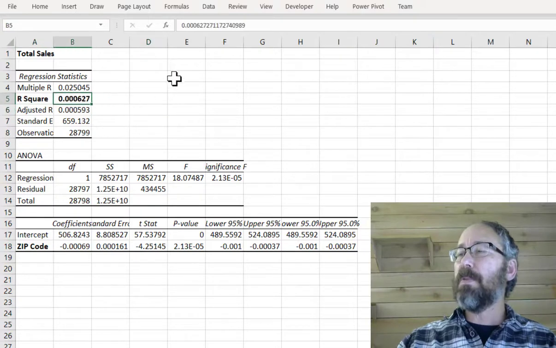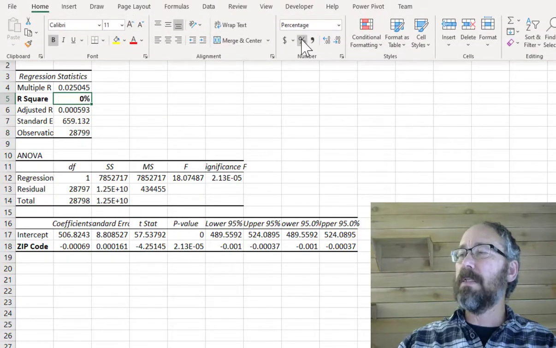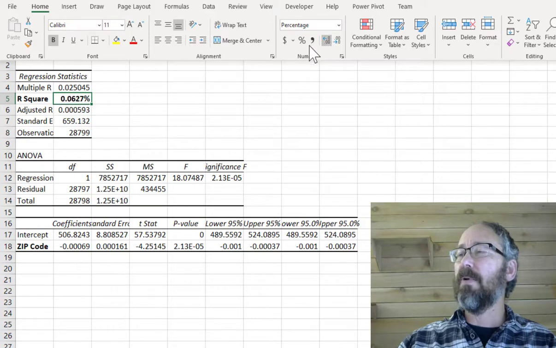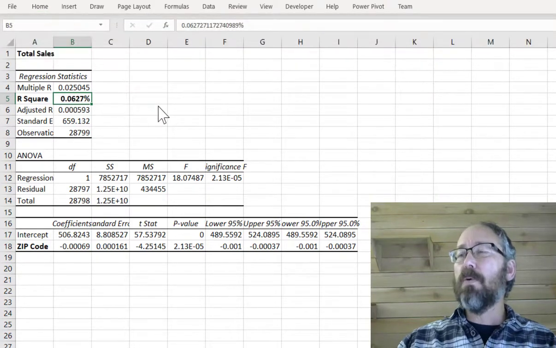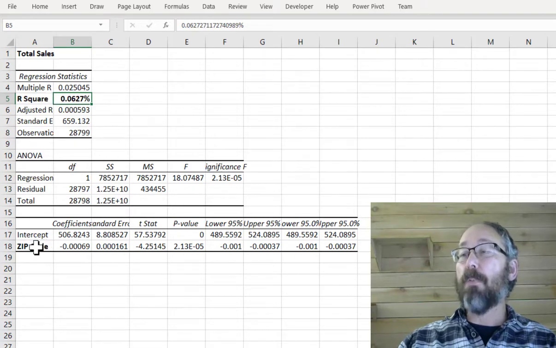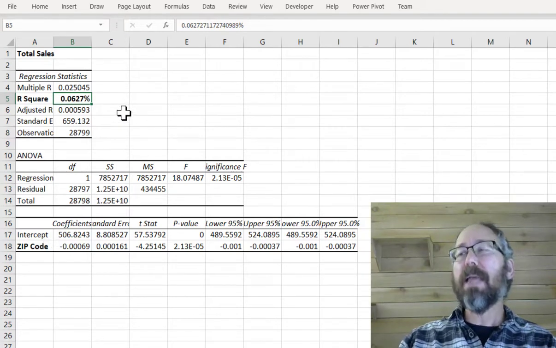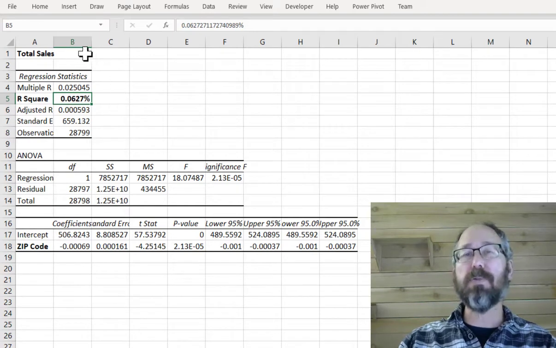This is a percentage, and we can convert it to a percentage. That's the easiest way to look at this. It's a rather small percentage, so we're going to have to increase the number of decimal places here. What this R squared is saying is that our predictor variable, in this case one variable, zip code, explains 0.06% of the variation in total sales.